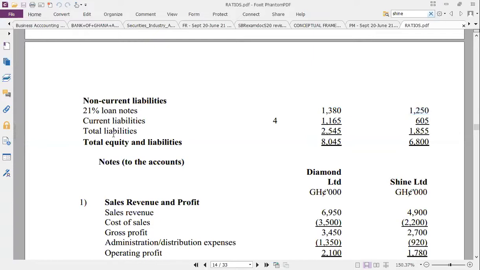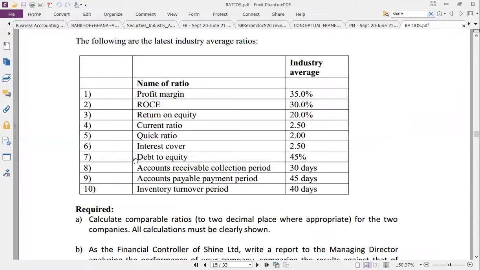Let's pick the sector average and then the next ratio on the list. The next ratio on the list is account receivable collection period, 30 days. Sector average is 45 days.